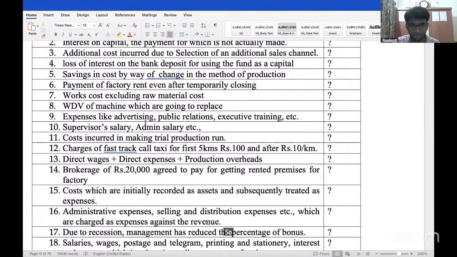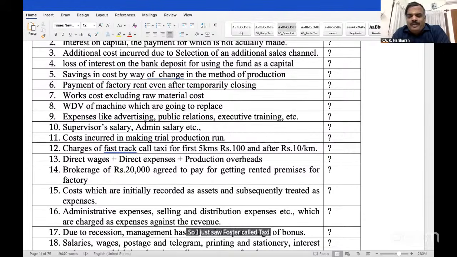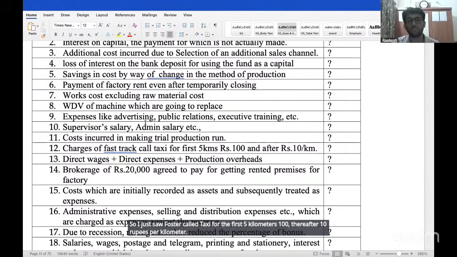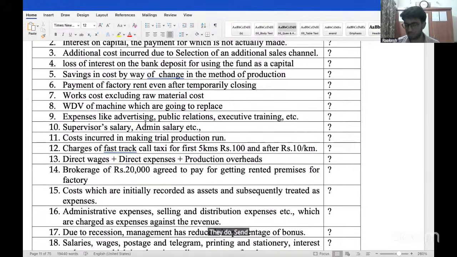Charges of a fast-track call taxi: for the first 5 kilometers 100, thereafter 10 rupees per kilometer. Semi-variable cost.